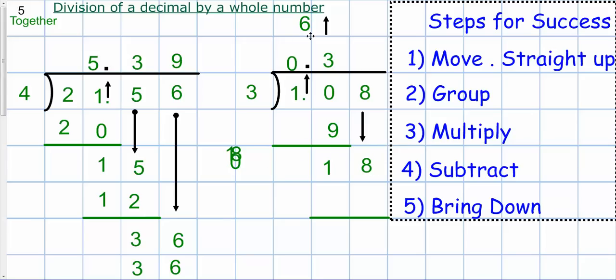How many groups of 3 fit into 18? 6 do. 6 times 3 is 18. And when I subtract, those come out even. So the answer is 0. So 1 and 8 hundredths divided by 3 is 36 hundredths.